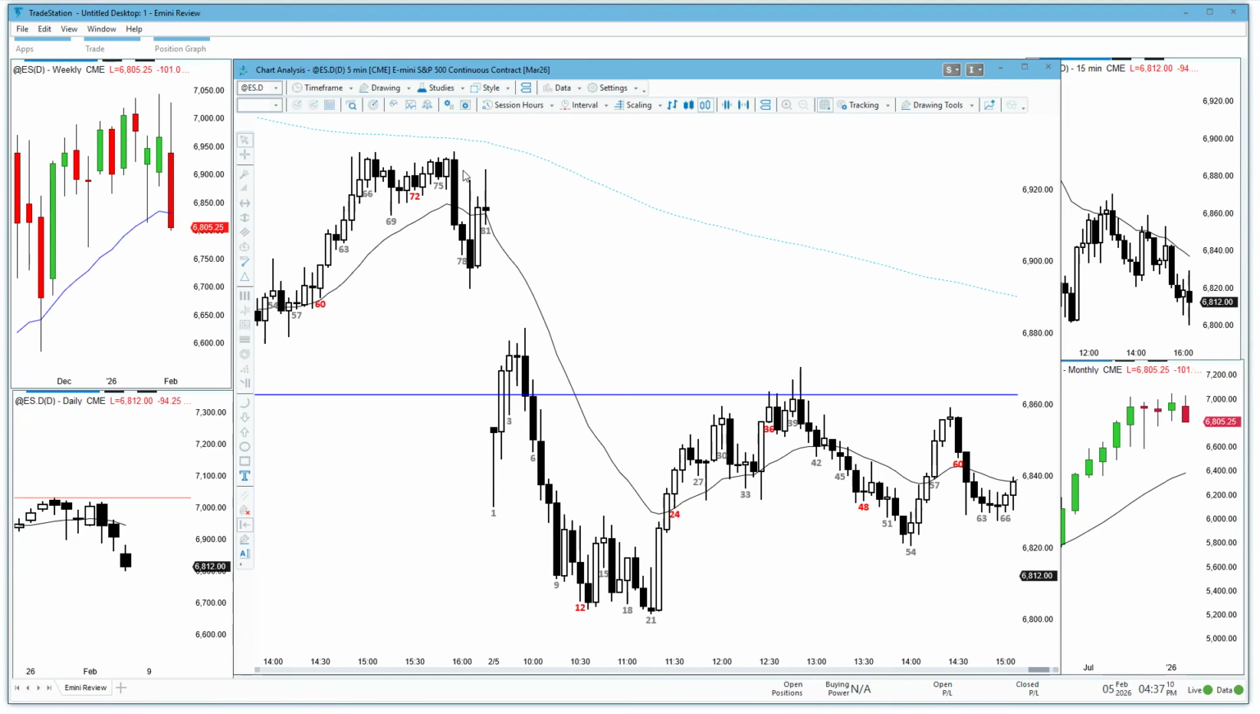Minor reversal, although it's a deep pullback, and then gap down. That's a new bear breakout. You can measure it from the high of 81 to the open of the day. You can measure from the close of the prior day, the close of 81, to the open of the day. There's always different ways to measure the breakout.